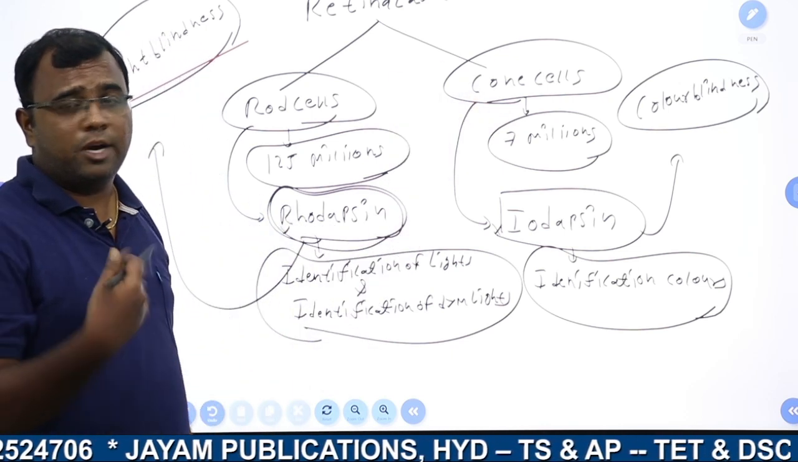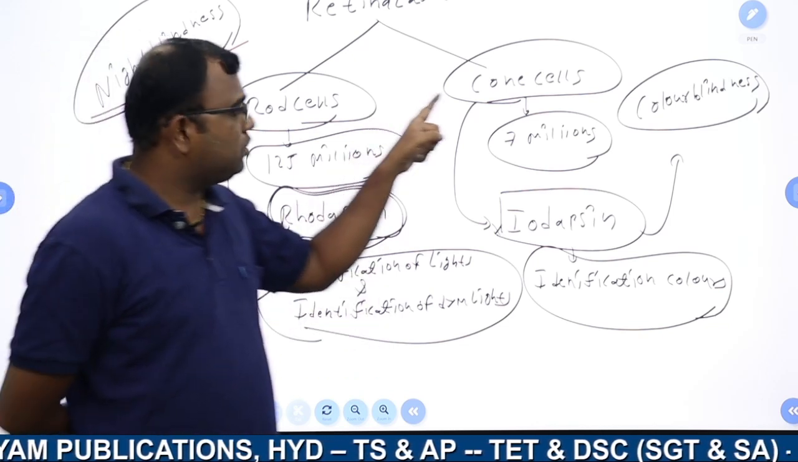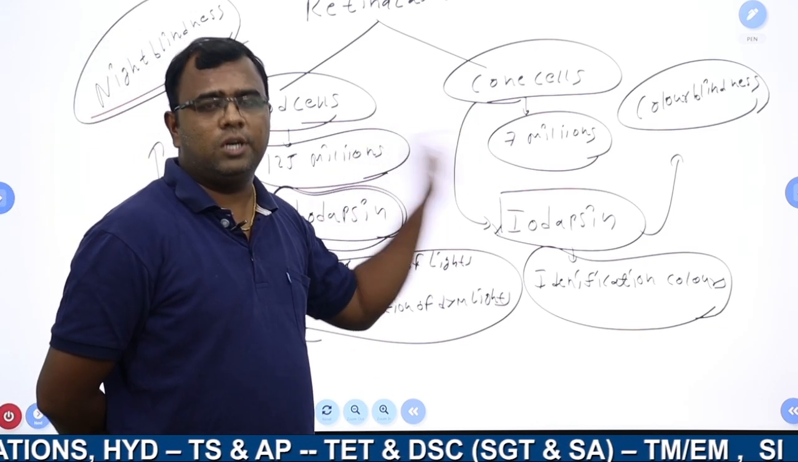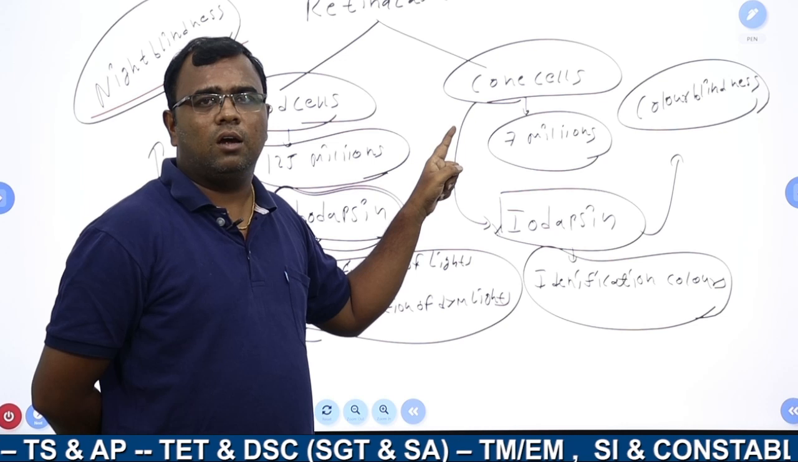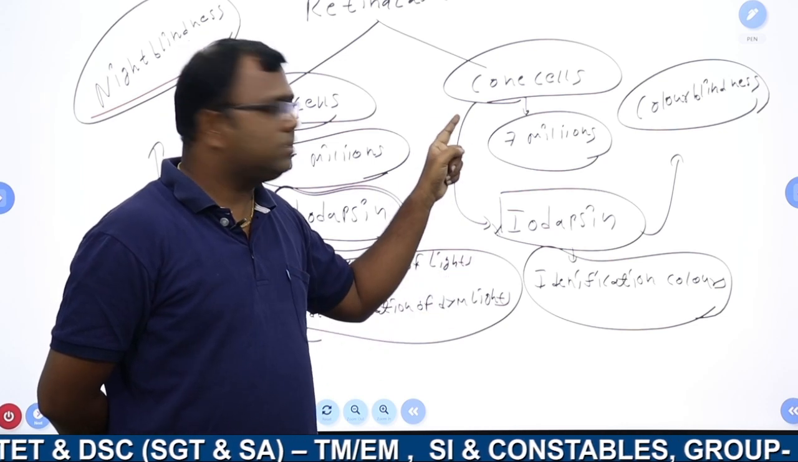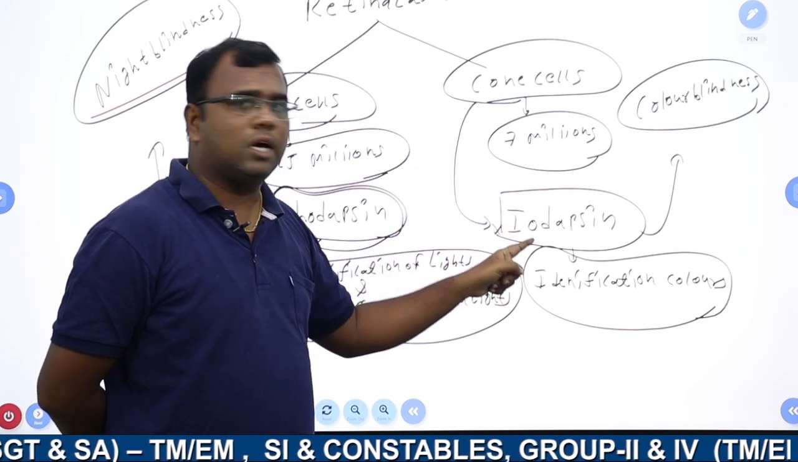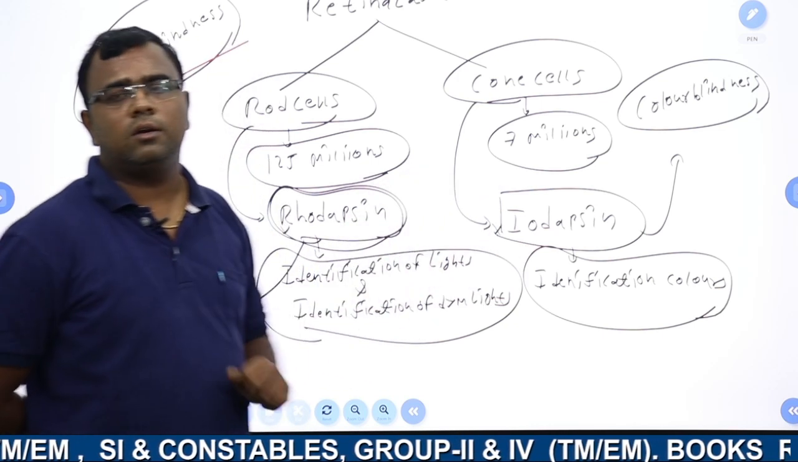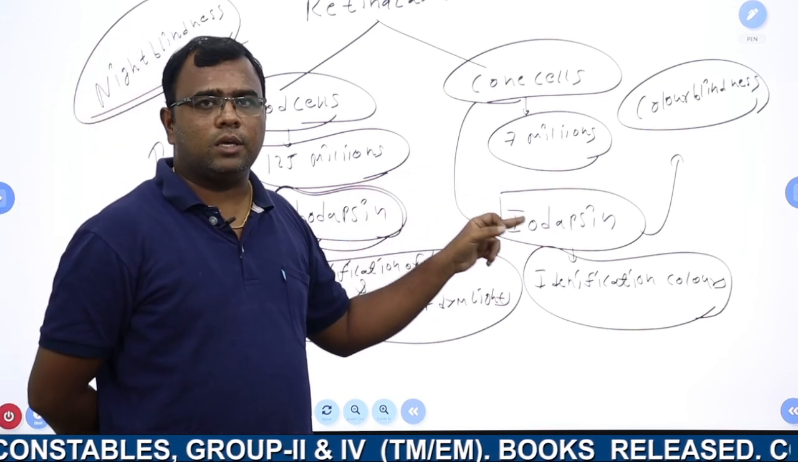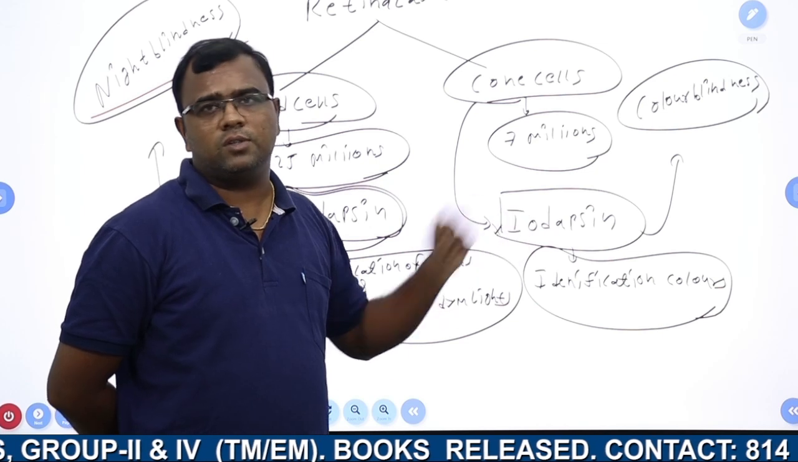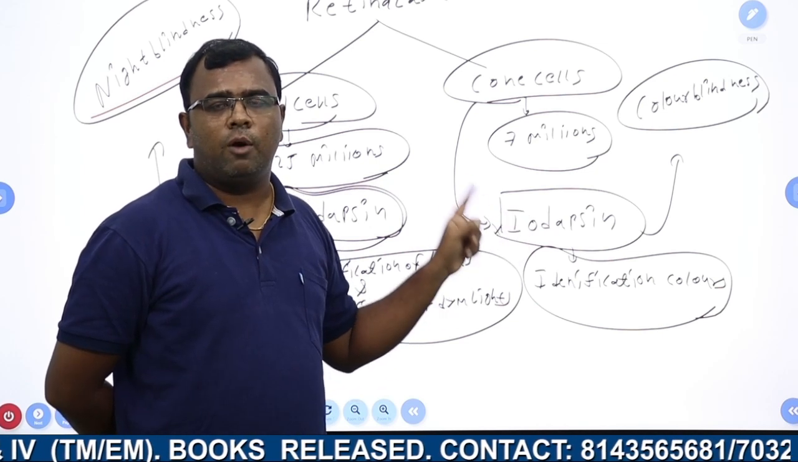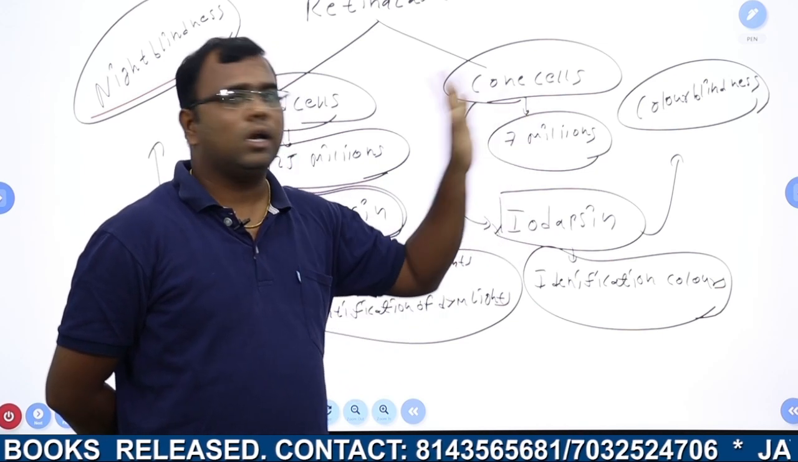Once again I will explain about the cone cells. The cone cells are 7 millions. The cone cells are less in number. The cone cells are produced from a pigment that is called iodopsin pigment. The iodopsin pigment is used for identification of colors. The deficiency of iodopsin pigment causes color blindness disease.